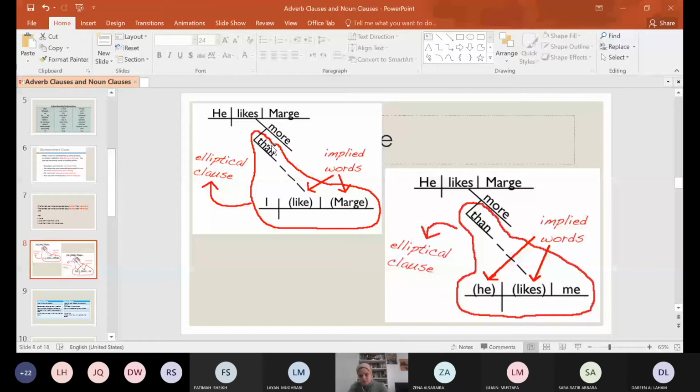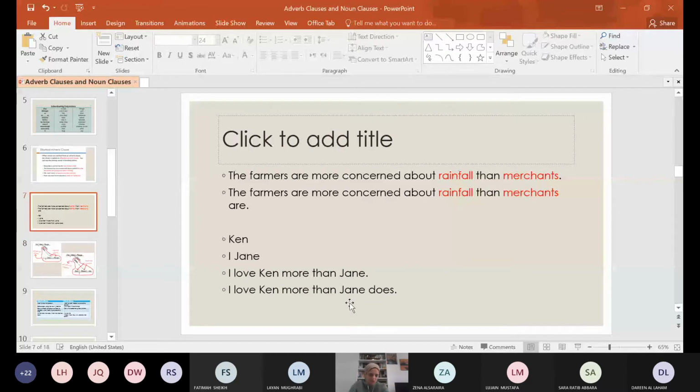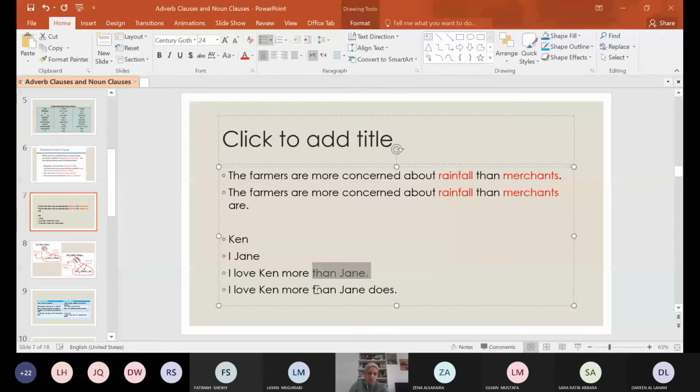You understand the two meanings, girls? The two meanings are different. Here we both like Marge because "I" and "he" are subjects. Here, he likes Marge and he likes me, but he likes Marge more. So these are dependent clauses. You understand?